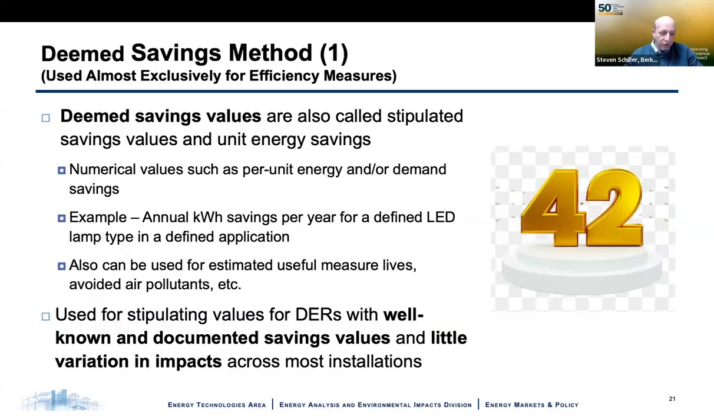And these also can be used for deeming the measure lives, as in the example I did, or avoided air pollution. And these are really only useful for well-known and well-documented measures. These should not be used in places where there's a lack of certainty associated with that. But there are a number of measures where that is the case. Over time, there's been a lot of LEDs installed. There's been a lot of refrigerators installed. There's a lot of documented results. And so it just might make sense and be very cost effective, and certainly provide a level of certainty, to not go back out and measure the savings from every refrigerator retrofit program.